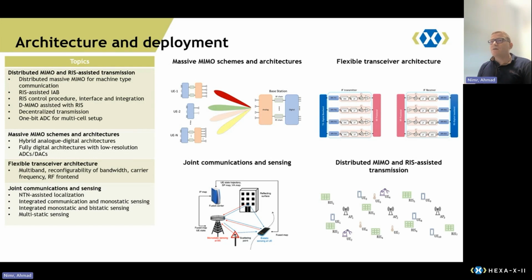We have an item related to flexible transceiver architecture. Here, it's also maybe more related to the gearbox concept introduced in the previous presentation, where we could do the reconfigurability of the hardware and also the transmission schemes according to the situation, that is the channel and the demands. We have also the joint communication and sensing architecture in different architectures, like monostatic, bistatic, multistatic, even the integration with or using non-terrestrial network assisting the terrestrial sensing.